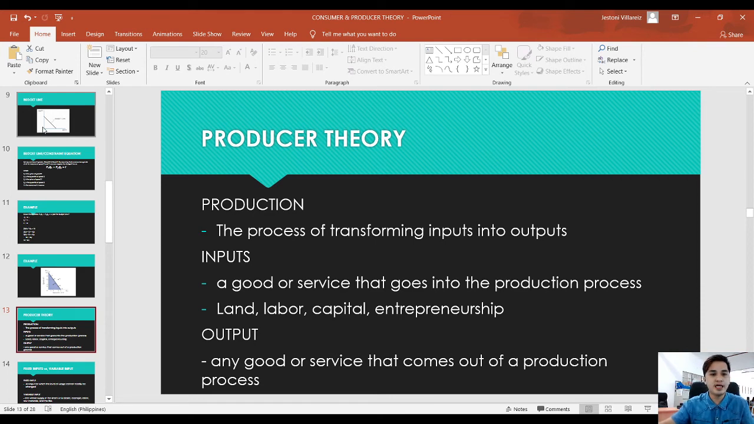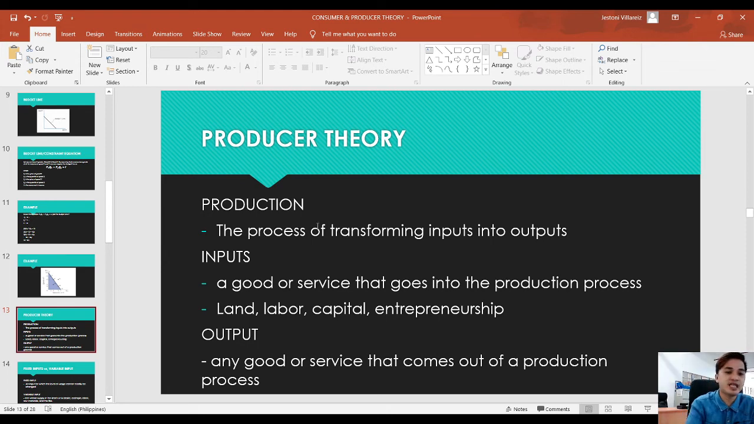Okay, now we will be proceeding to the next topic, which is producer theory. This is now on the supply side of the market. Now, producer theory, again, will help us understand how producers or business owners use inputs to produce maximum outputs.